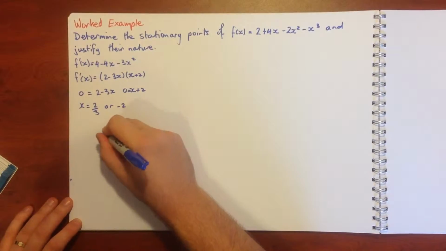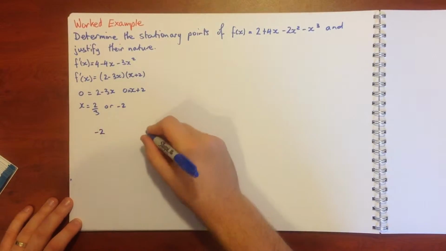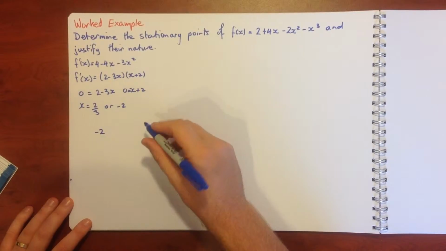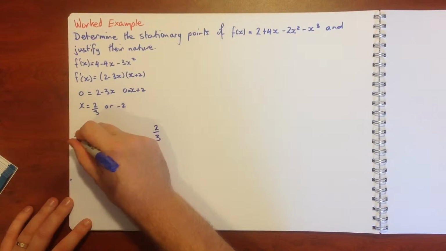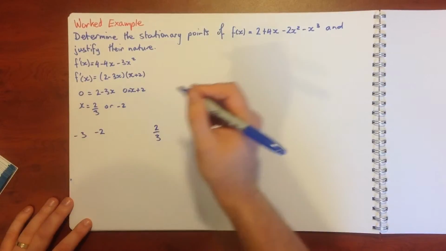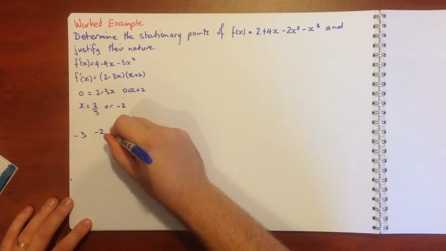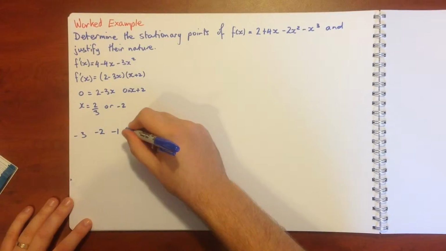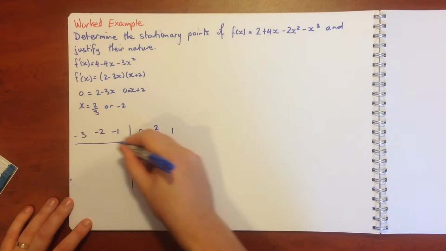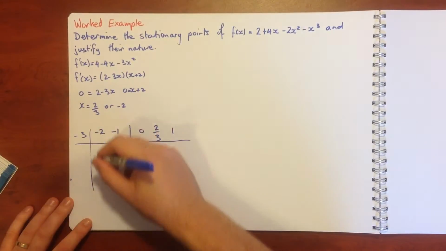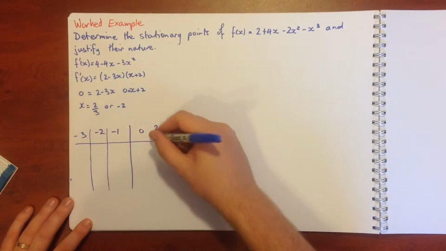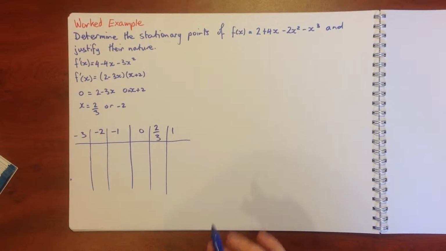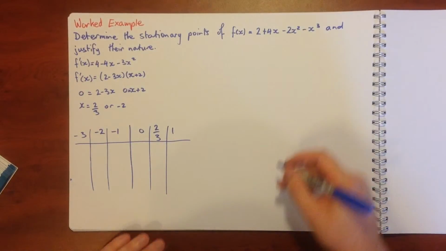So we've got our minus 2, and we've got our 2 on 3. We'd probably select, say, minus 3 over here, minus 1 here, probably 0 there and 1 here. Technically I've probably included one more point than what's needed. We probably only needed 1 point in between, but what you've got to be really careful of is where you take your points.